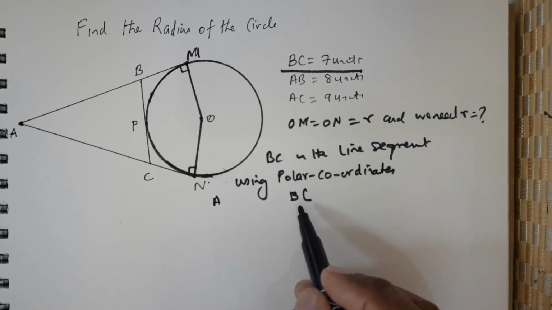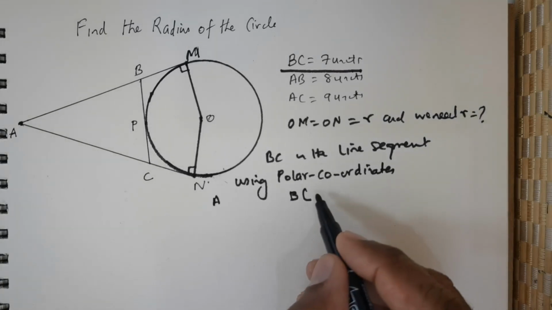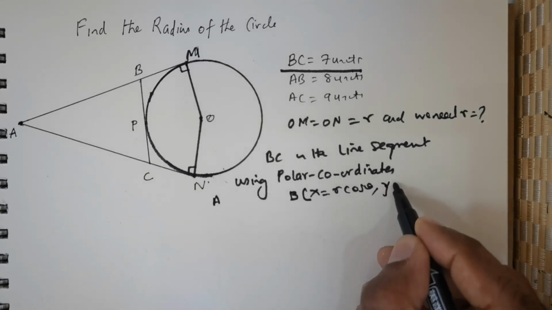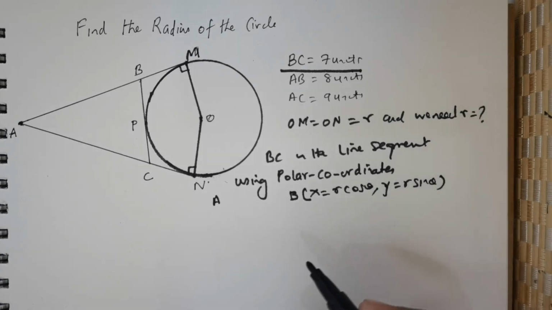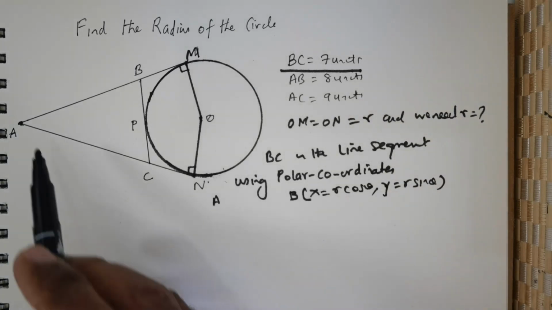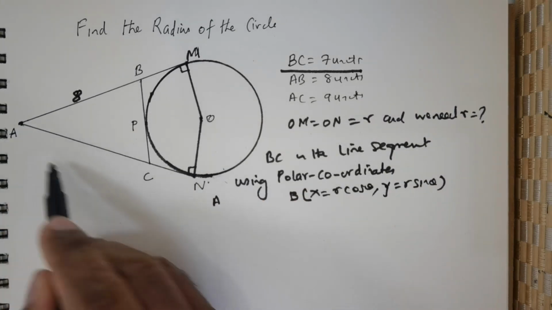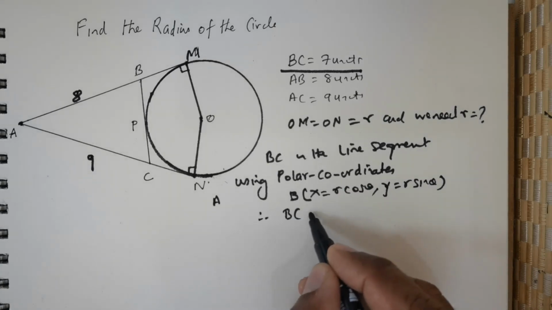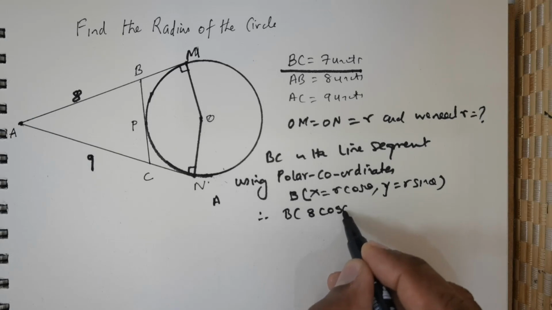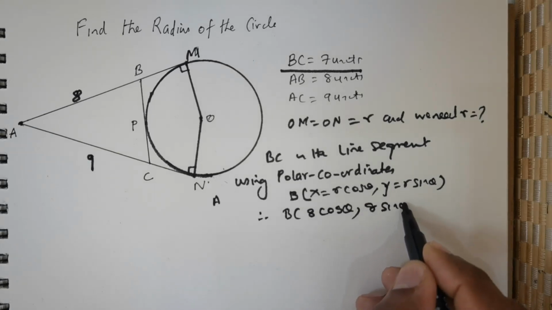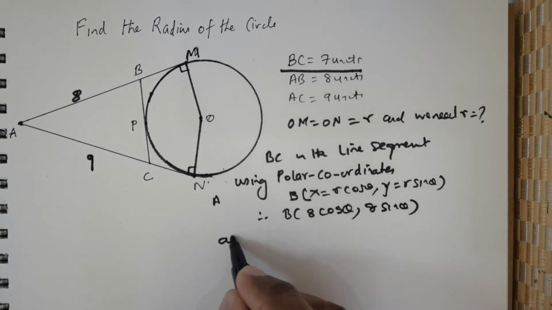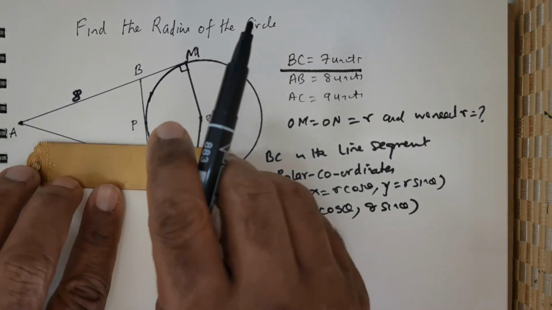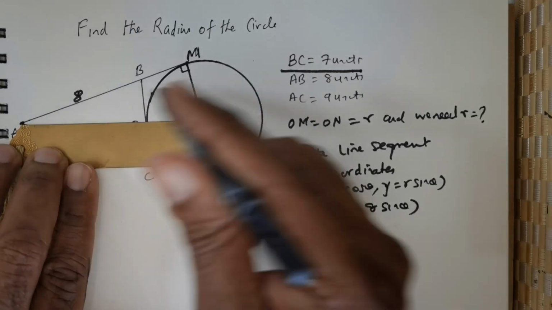So I will take the coordinates for B. Now remember, the polar coordinate for B is given as x is equal to r times cos theta and y is equal to r times sin theta. R is the magnitude, theta is the angle. So clearly the magnitude is given to be 8 units for us. AC is given to be 9 units for us. So we want the coordinate for B. Therefore, B is going to be 8 times cos theta, comma 8 times sin theta. Similarly, we want the coordinates for C. Also, C is going to be, now if you were to draw a line connecting A with O, C is on the other side.